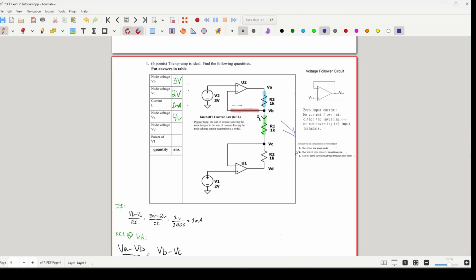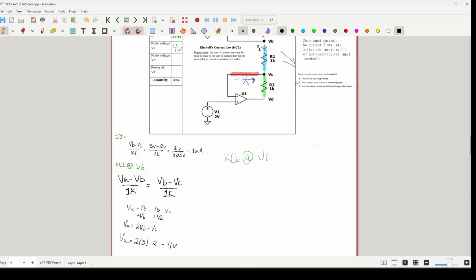Although this branch exists, we were still able to set up our KCL at VB to ignore it and assume that IR1 and IR3 were equal to each other because our op amp is ideal. This tells us that even though this branch is here, there will never be a current flowing into the inverting input. Therefore, the current through R3 would have to equal I1.